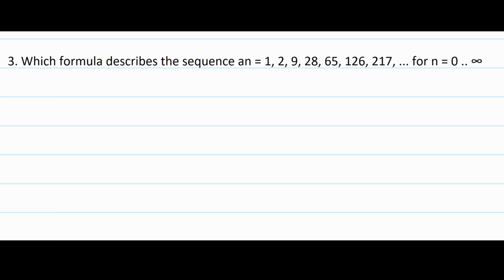For this problem, we're asked which formula describes the sequence a_n, this should be a subscript n, written like this, is equal to all of this, for n equals 0, and it goes on to infinity. Now, what we're saying here is that this is a to the 0th, this is a to the 1, a to the 2, a to the 3, and so on and so forth.